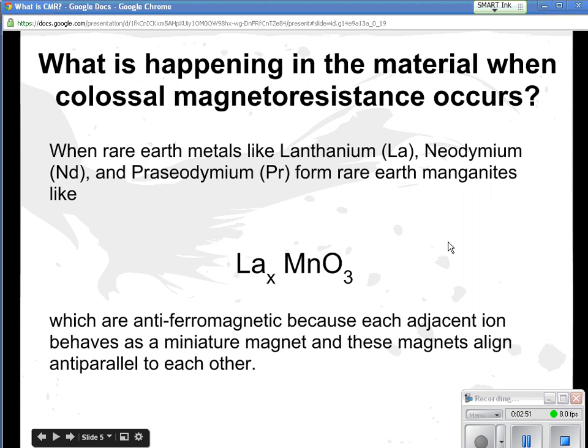Now, the materials that we're using have rare earth metals, and we use lanthanum or neodymium or praseodymium with a manganite. Manganese is Mn, and manganite means it's combined with oxygen. These are antiferromagnetic because each adjacent ion behaves as a miniature magnet, and these align anti-parallel to each other, like I showed you in the last slide.